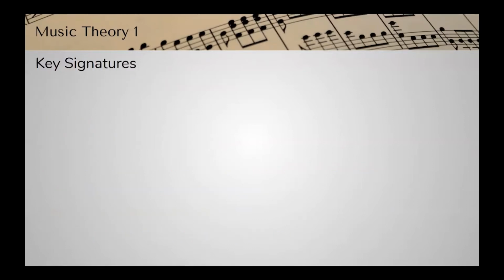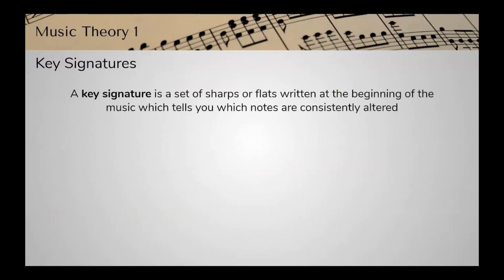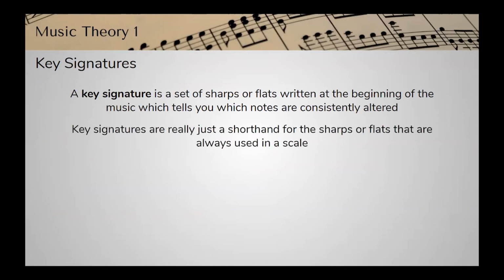Okay, so let's start with what a key signature is. A key signature is a set of sharps or flats written at the beginning of the music that tells you which notes are consistently altered. Okay, so really a key signature is just a shorthand for the sharps and flats that are always used in the scale.